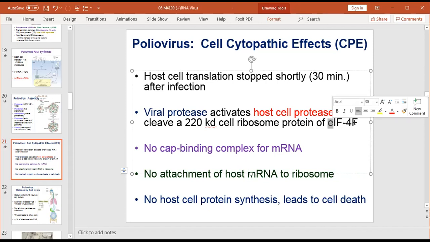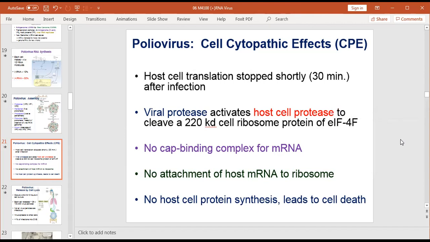So the virus comes in, and 30 minutes after infection, host cell translation stops. The virus brings in its own proteases. These proteases will activate host cell proteases. These host cell proteases cleave this ribosome protein called eIF4F that is 220 kilodalton. That's the molecular weight of it.